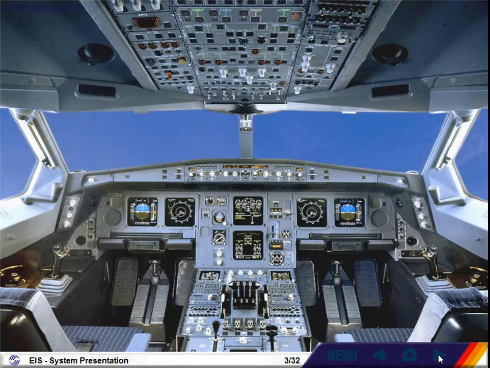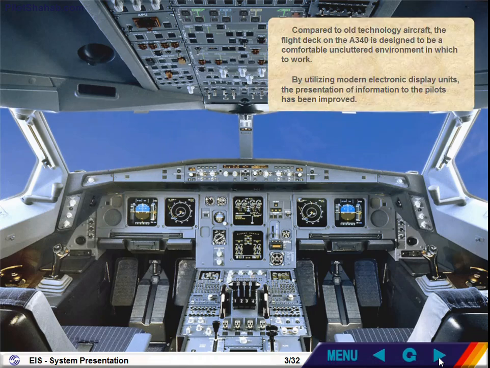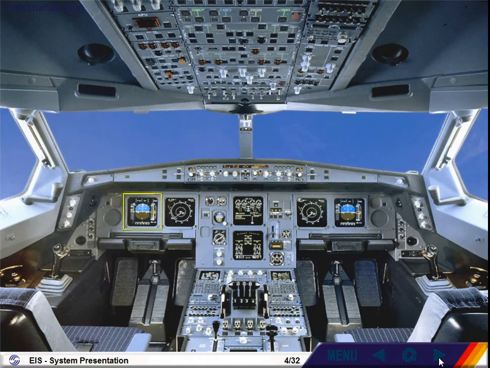Compared to old technology aircraft, the flight deck on the A340 is designed to be a comfortable, uncluttered environment in which to work. By utilizing modern electronic display units, the presentation of information to the pilots has been improved. The Electronic Instrument System, EIS, consists of 6 identical full-color cathode ray tube display units. The EIS is divided into 2 subsystems.